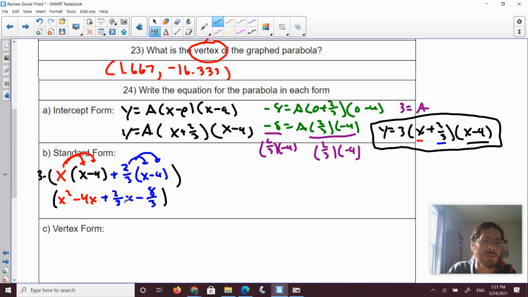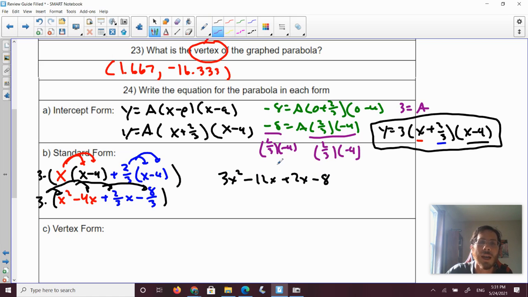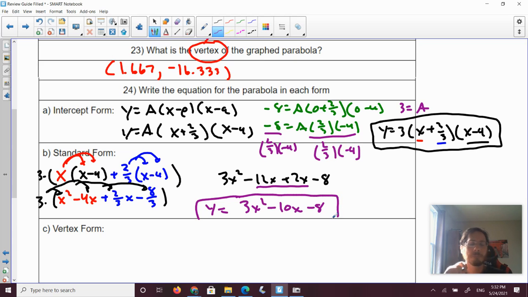Okay, I mean, we still have this 3 that's out here. And now I've got a decision to make. I can either combine my like terms now, or it looks like it's going to be easier if I distribute this 3 right now. And the reason it looks easier is it's going to cancel these 3's out, and we're going to get rid of the fractions. So we're going to end up with 3x squared minus 12x plus 2x minus 8. And now I can combine my like terms. 3x squared minus 10x minus 8. And that's actually not too bad of an equation. Okay.